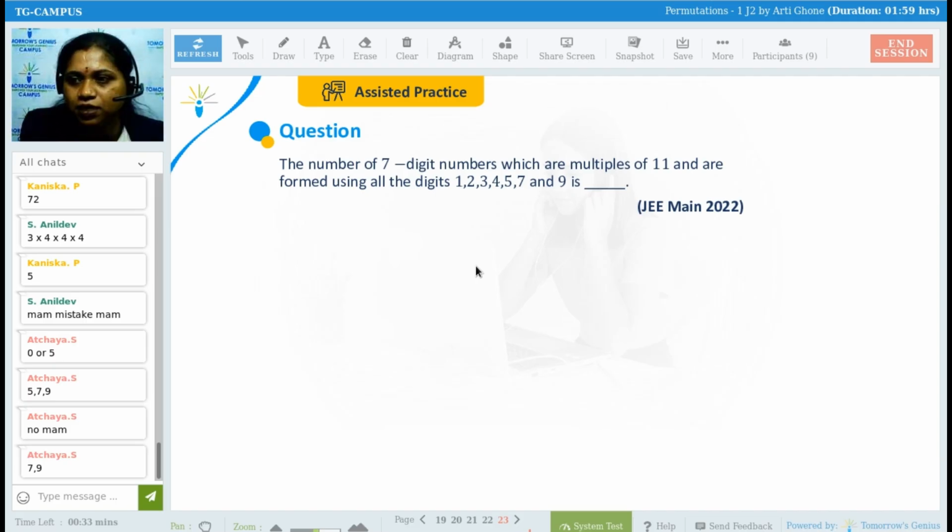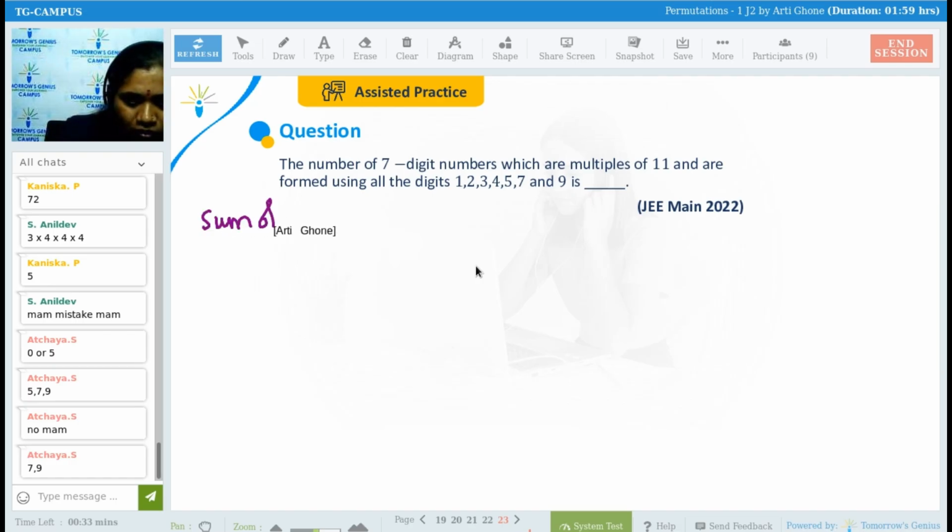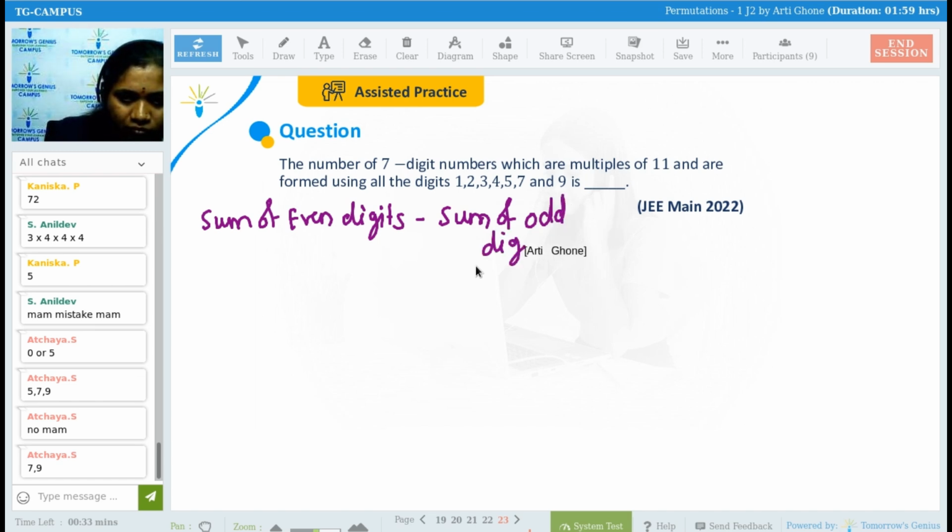In the divisibility test of 11, write down in your notebook only. Sum of even digits minus sum of odd digits is equal to a multiple of 11. This is case 1 of divisibility.